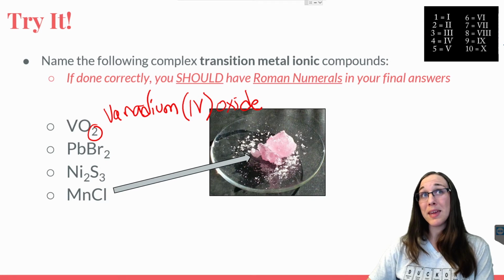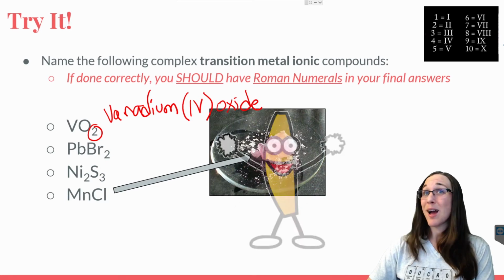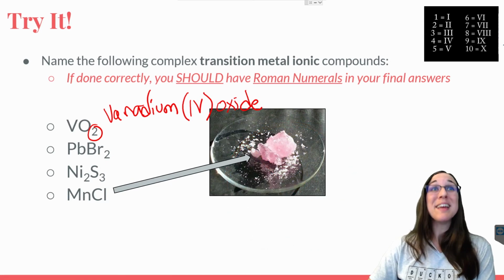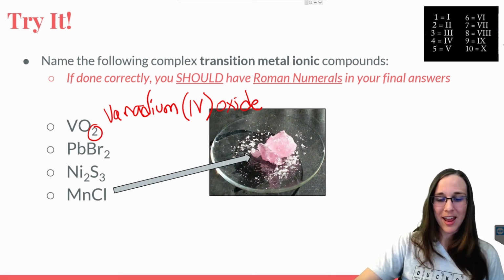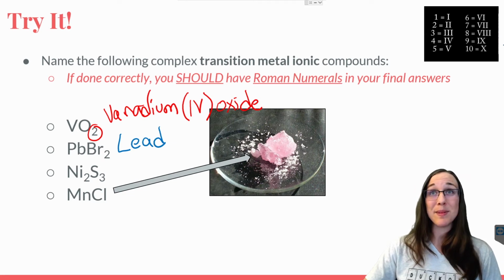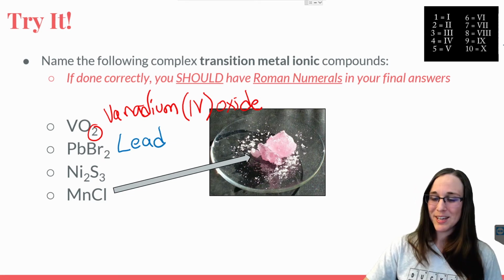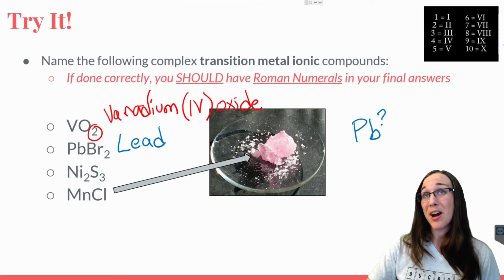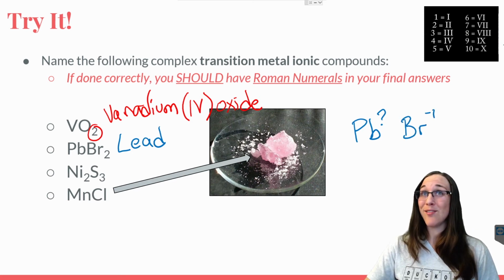How about PbBr2? PB, not peanut butter jelly time, but PB, lead. So we're going to write the word lead for PB. And we don't know the charge that lead has. We need to be a super sleuth and figure that out. We're going to write PB ? And we know that Br from the periodic table forms a -1 charge all the time. That's the charge it likes to wear every day, all day.